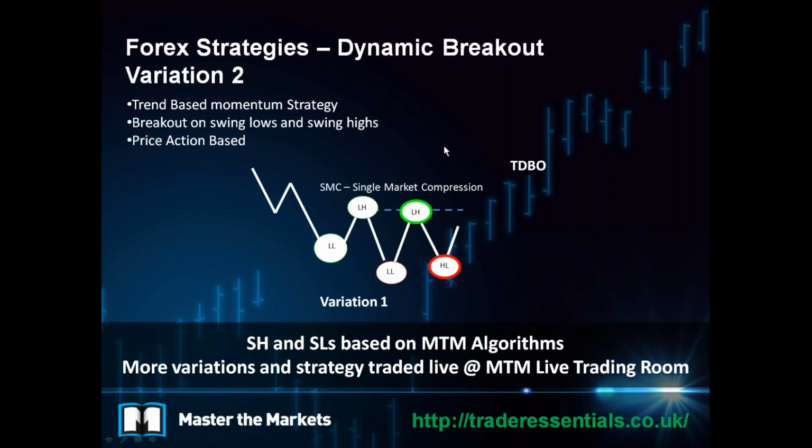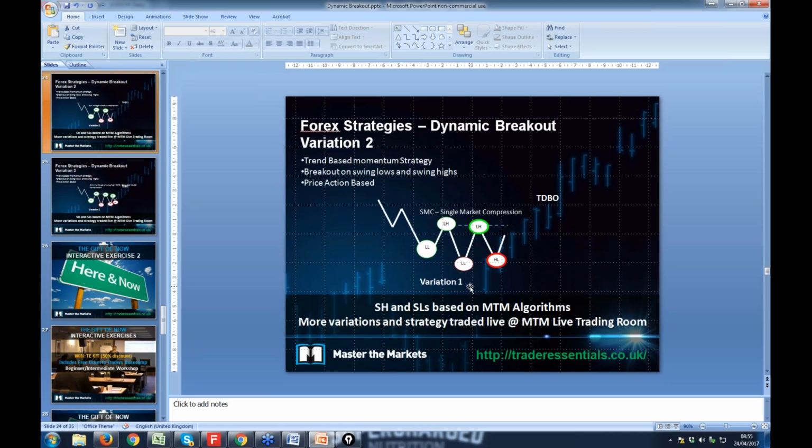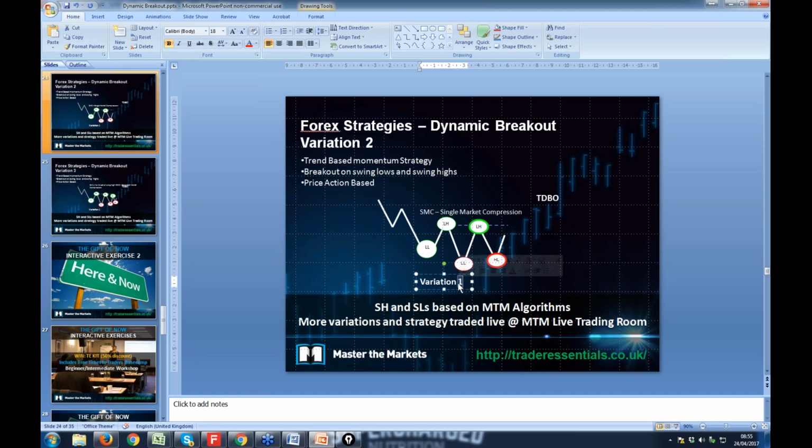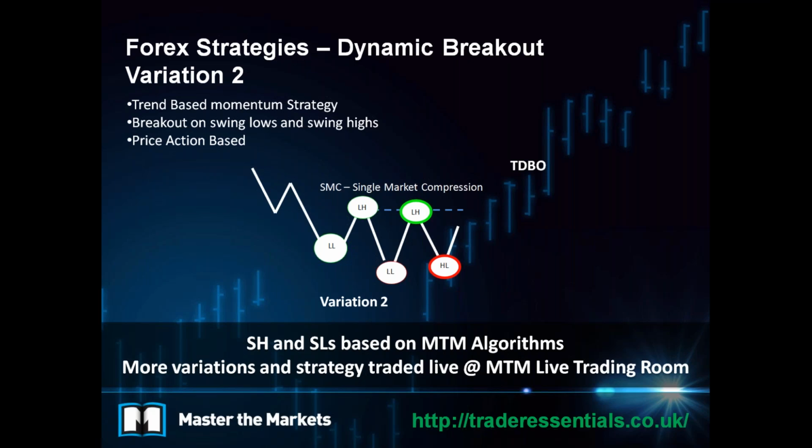Variation 1, remember, is all around how we're trading swing highs and lows. The break of swing highs and lows on a price structural failure. So where we had an established trend, we're trading against that established trend to break out in a new direction. Now the variation 2 is what we class as a single market compression.